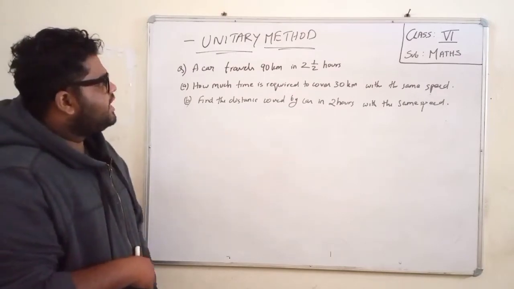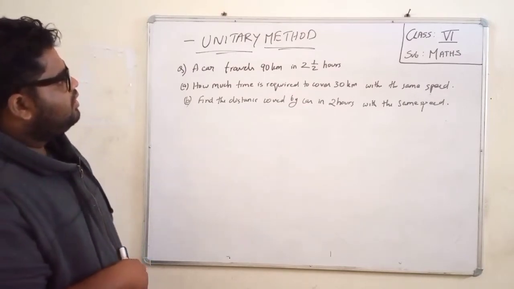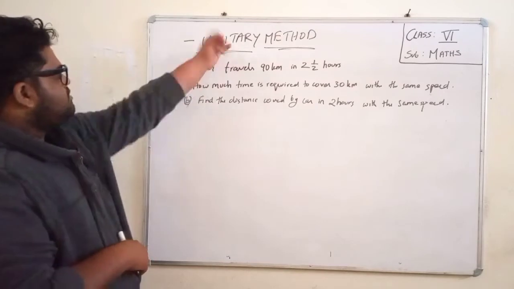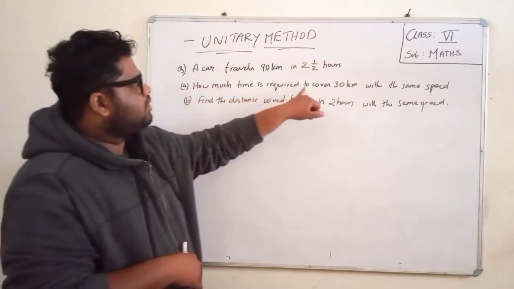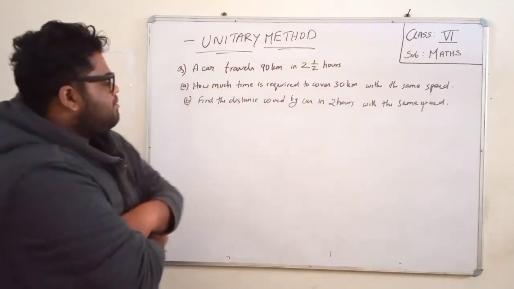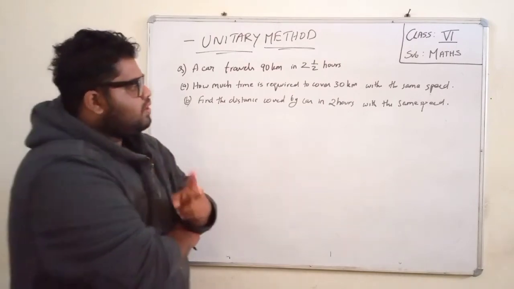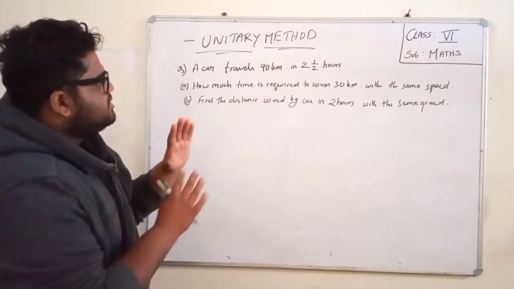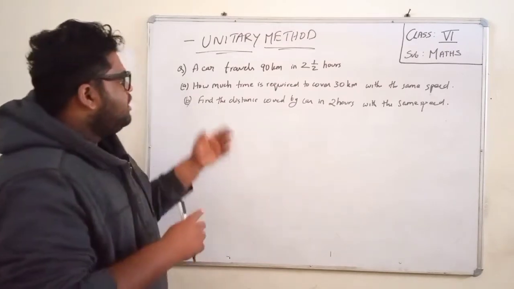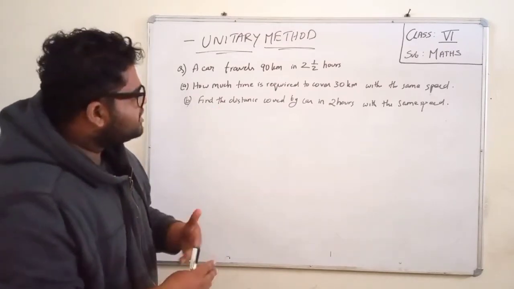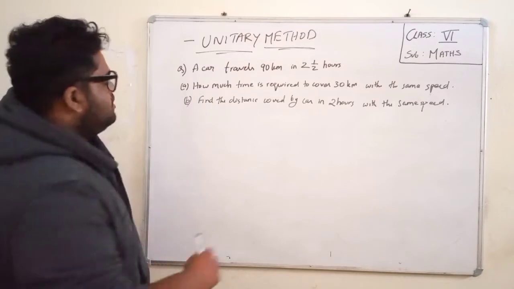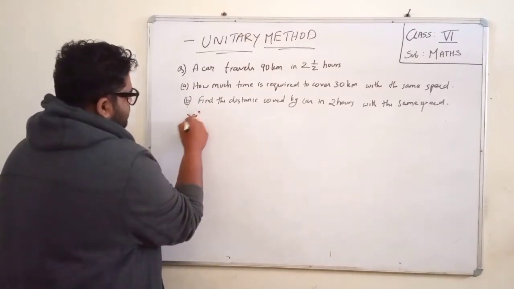A car travels 90 km in 2.5 hours. First we have to find how much time is required to cover 30 km with the same speed, and then find the distance covered by the car in 2 hours with the same speed. So here the speed is constant. We have the variation in kilometers, that is distance, and in time. So let's find the solution.